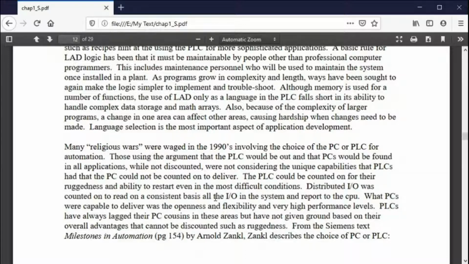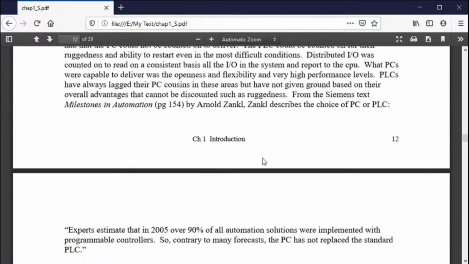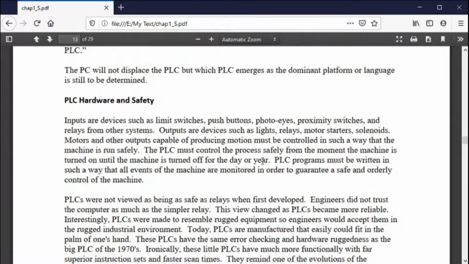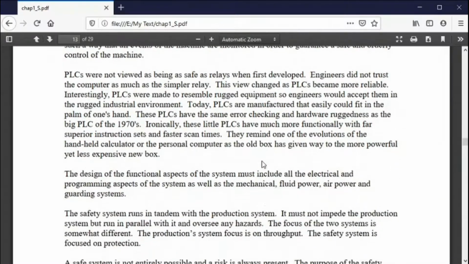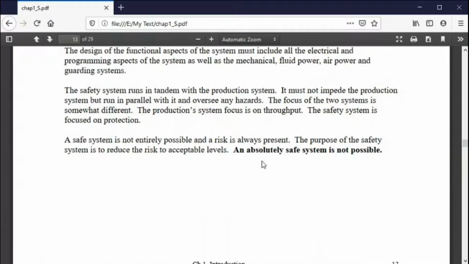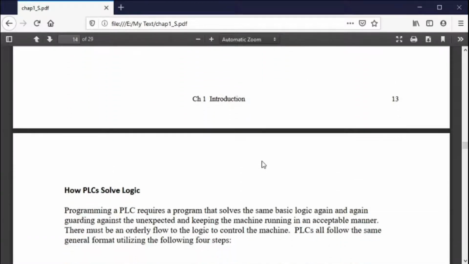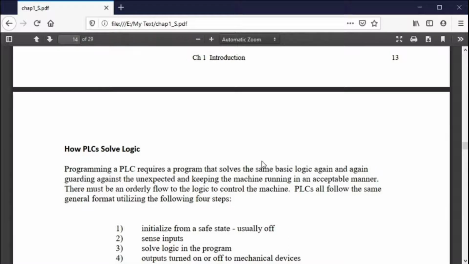And as we become more and more safety conscious over the years, the PLC has even become more ruggedized in the idea that it can be used for safety applications in which you have to guarantee that if something goes wrong, that the machine will go to a safe state. You've got to guarantee it. And that's the whole idea of safety, is you have to guarantee that if something goes wrong, you will return to a safe state. So that's a little bit of discussion about safety. And again, an absolute safe system is not possible. We realize that. But you can approach absolute safety by being very careful in how you design your system.